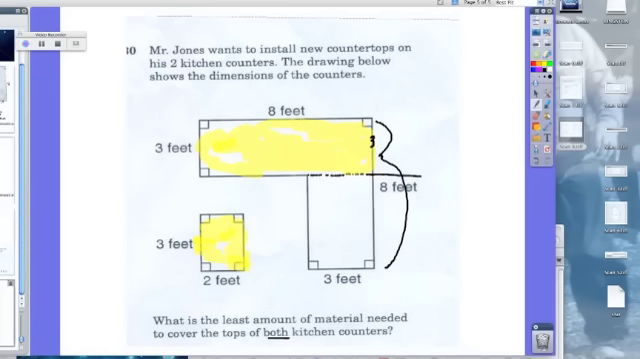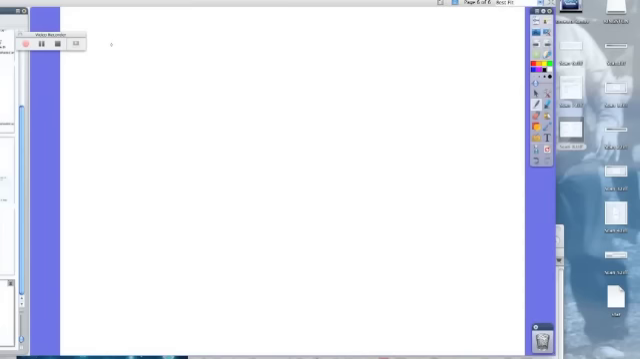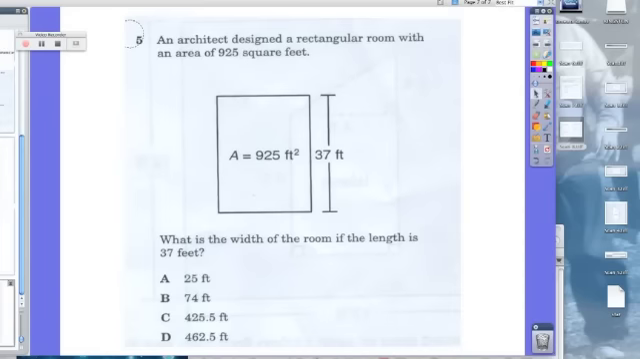And last but not least, it's the easiest question. Okay, this is kind of not related to what we've been talking about, but it's related in a way, but it's not a composite figure, as you can see. It is about area. You have to read these problems. You can't just start solving them because you see a picture. Well, an architect designed a rectangular room with an area of 925 square feet. So this is the area, the inside. I'm going to do it pretty this time.